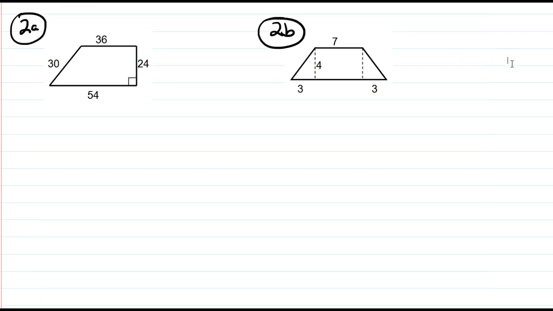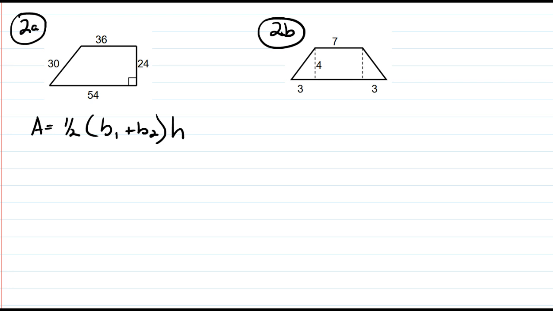Now this is a formula that you don't have to memorize. This is a formula that I will give you. So it's area equals 1/2 of base 1 plus base 2 times the height. So it kind of looks like the area of a triangle, except now we have two bases.